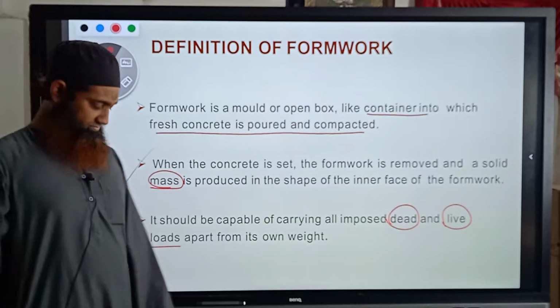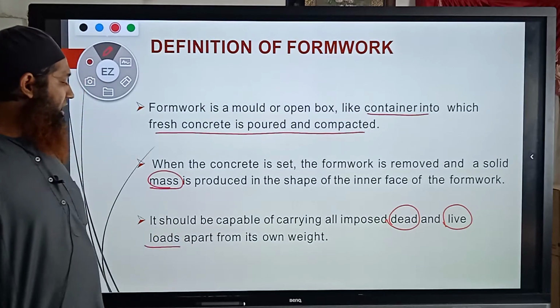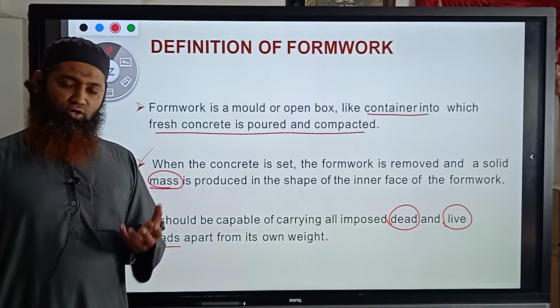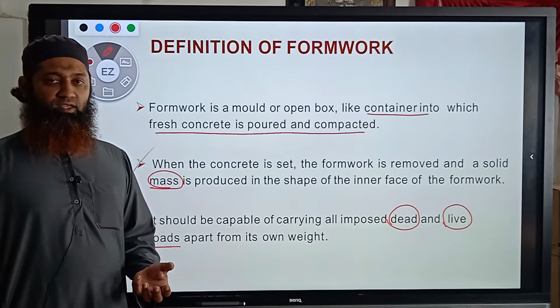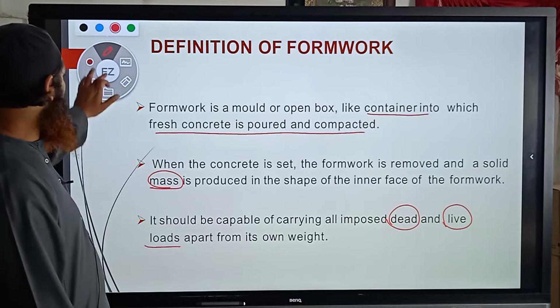Basically, live load is the load of the people moving over it while casting the concrete, casting the structure. So it should be able to take the dead load as well as the live load apart from its own weight. So formwork should be good enough that it can compact properly as well as take the different loads coming onto it.